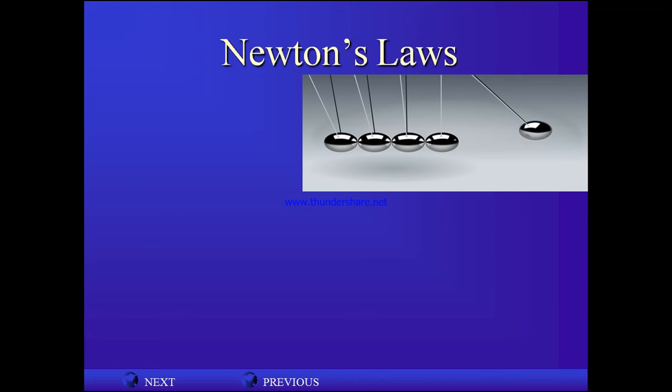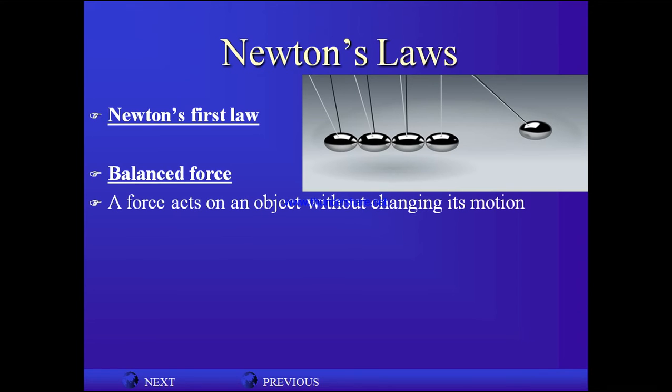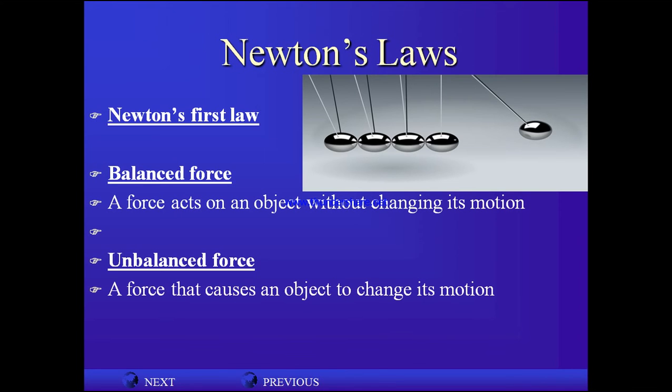Newton's laws. Newton's first law, balanced force. A force acts on the object without changing its motion. So you'll find the object at rest or constant. Unbalanced force is a force that causes an object to change its motion. So this metallic pole, when it is struck, you'll find it moves and changes its position and its motion.